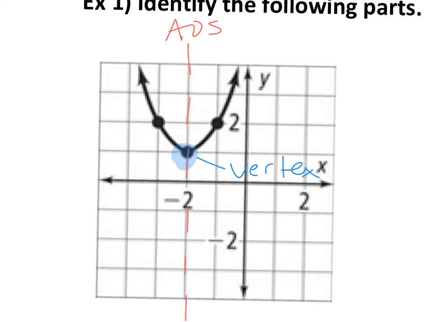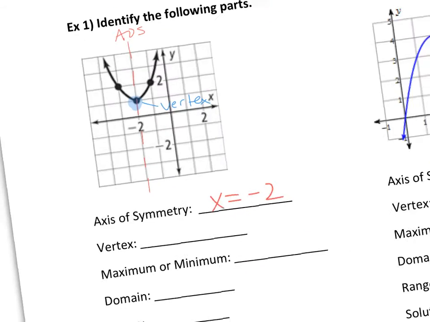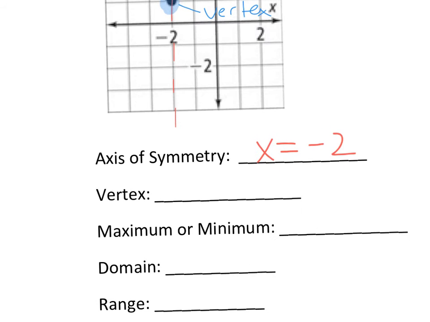Now, when we're doing a vertex, we're actually looking for a coordinate point. So if I think about what is this coordinate point right here, it would be my x is -2 and my y is 1. So -2, 1. Okay, so down here, I'm going to get -2, 1. Now, side note here, something that's kind of important.